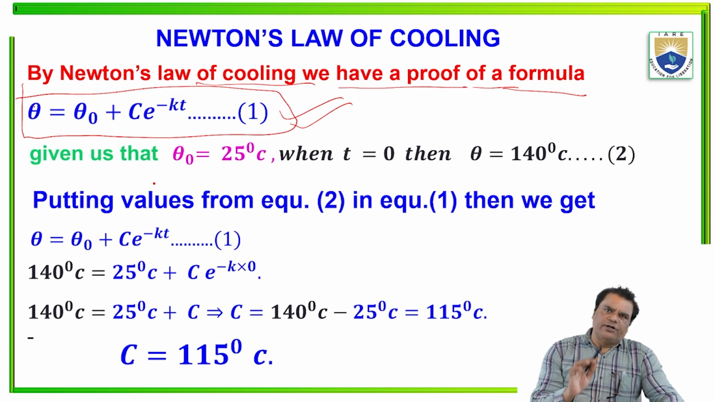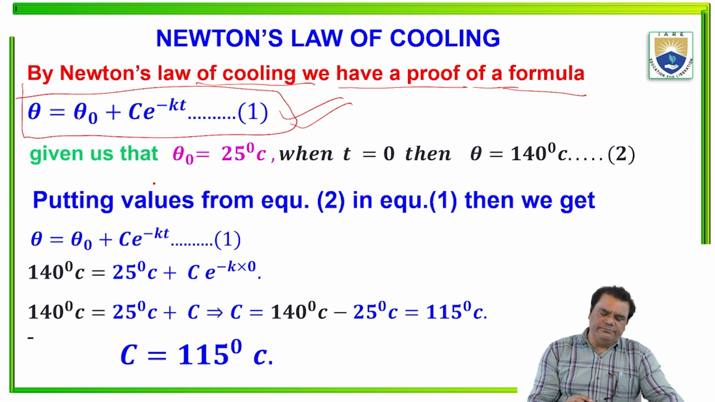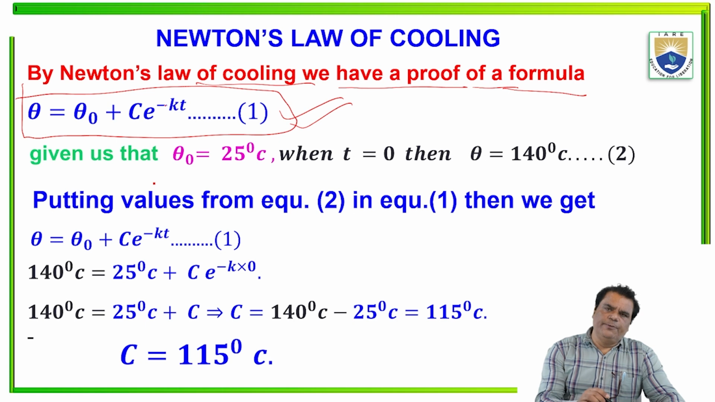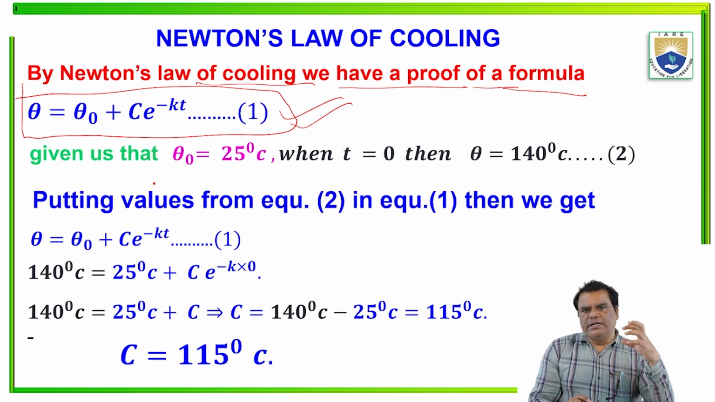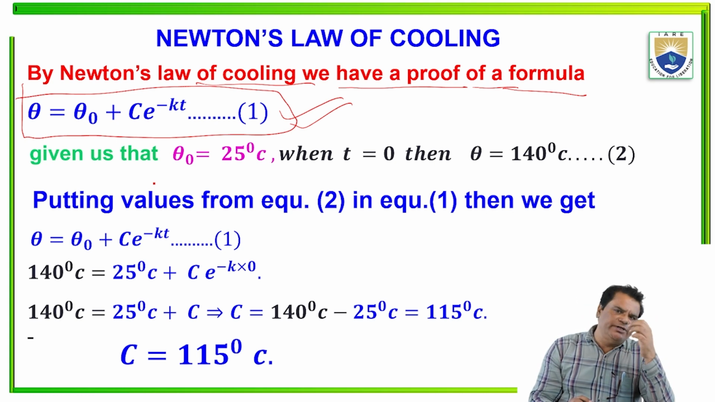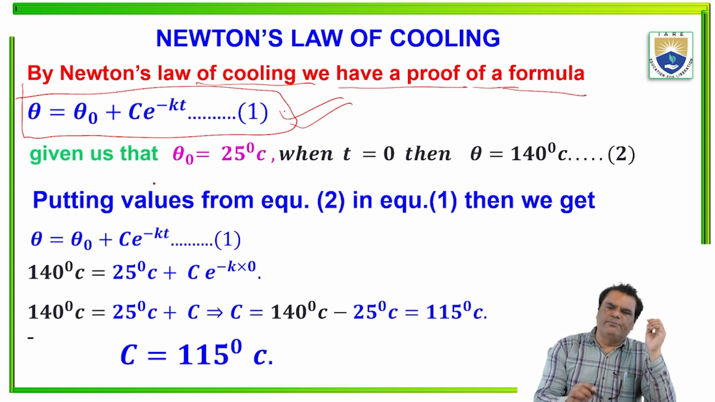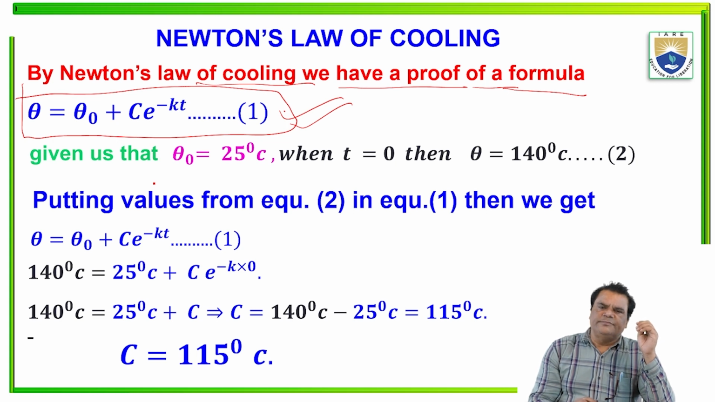Theta is the temperature of the body. Theta naught is the temperature of the air medium. c is the integration constant. k is the proportional constant, and t is the time when the temperature of the body is theta. So this is the formula we have proved. Now we use this formula in this problem.